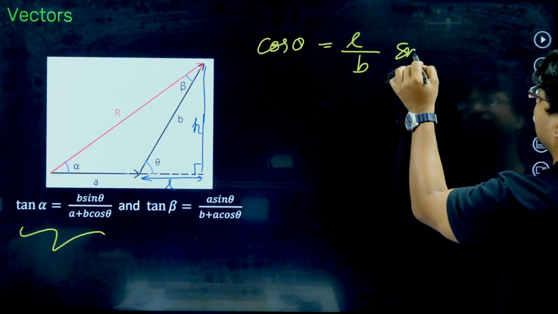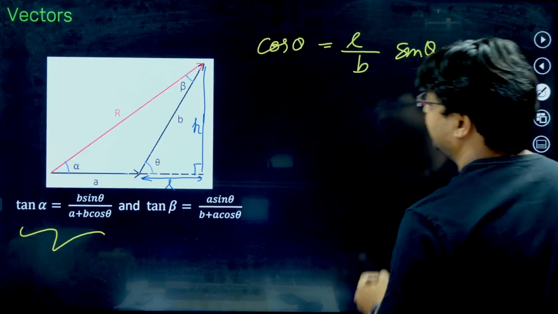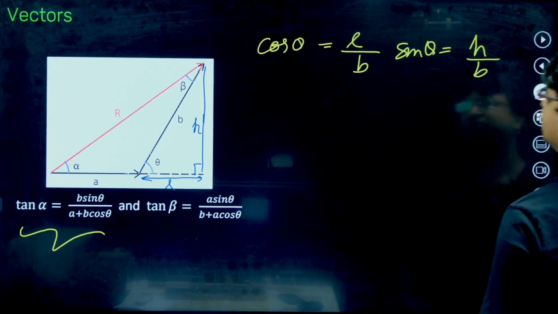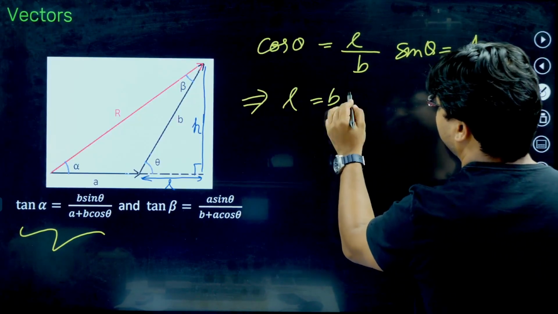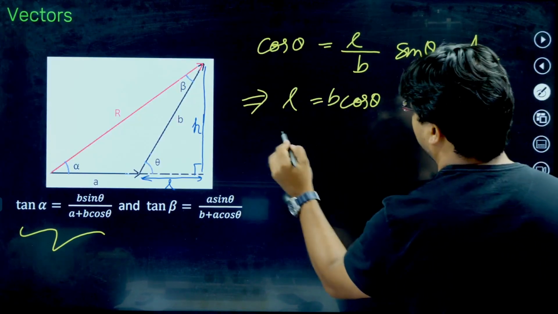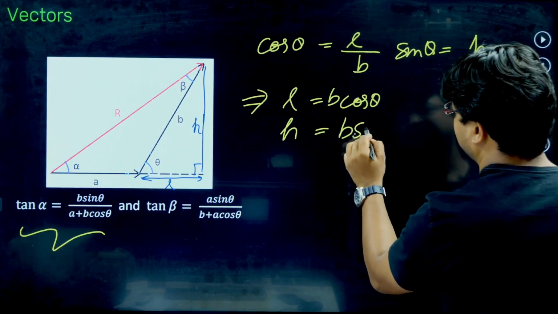Similarly, sin theta will be H upon B. In other words, if I want to get L, it would be B cos theta. If I want to get H, it would be B sin theta.